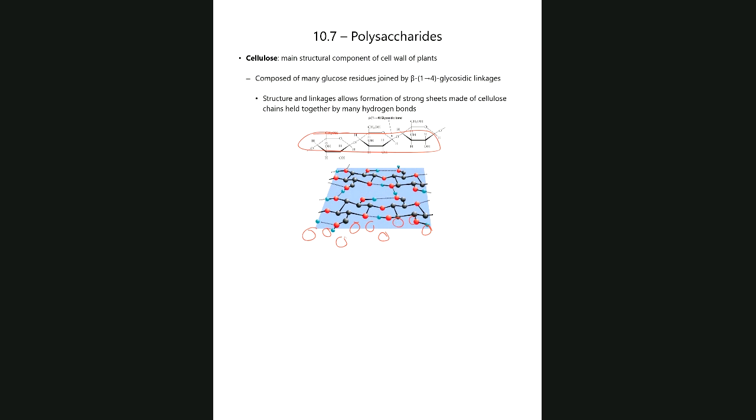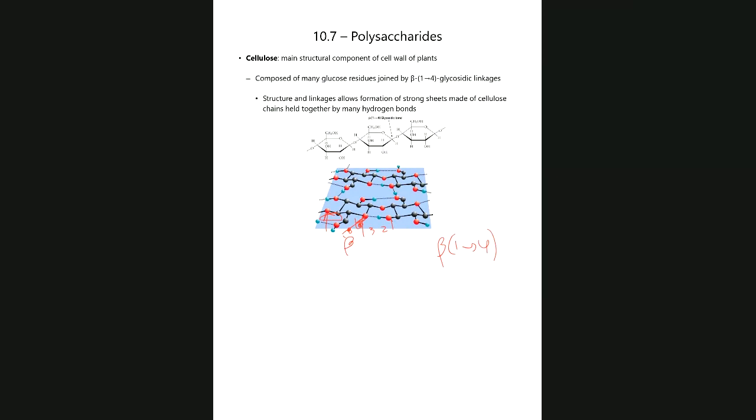If you pay attention to the type of linkage that exists between the glucoses, this is what makes it D-glucose. And because this is going upward, it's actually a beta linkage, starting at carbon one on this sugar and carbon four on the other sugar, one, two, three, four. So this is a beta 1-4 glycosidic bond.